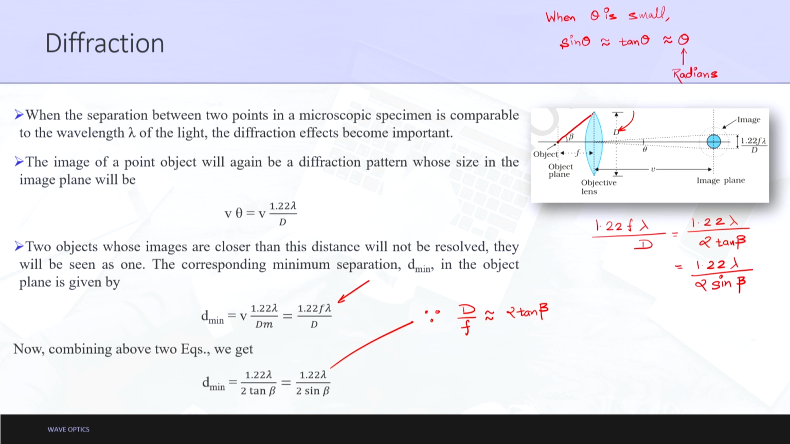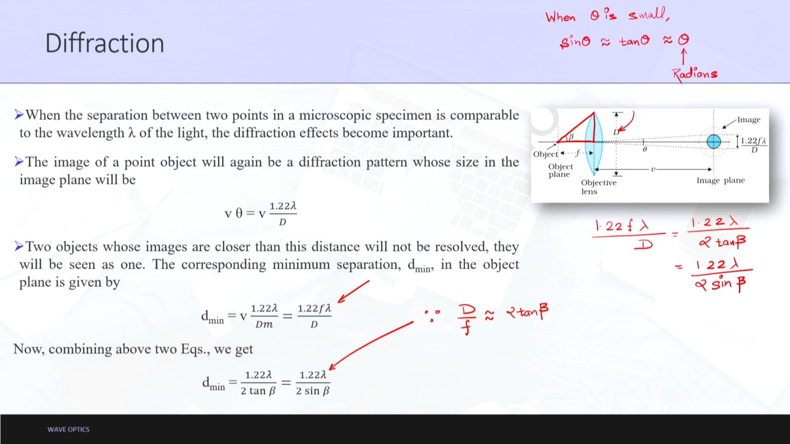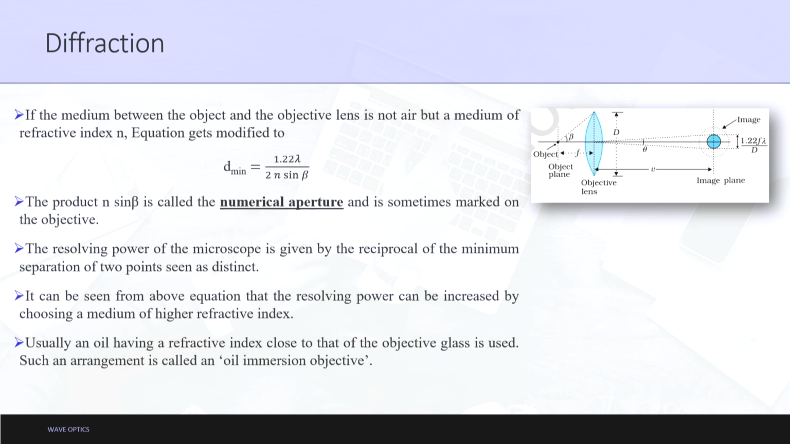Let me denote the triangle here. This is the triangle on which tan beta was applied. So this was explained in the previous lecture. After this we understood a concept called numerical aperture. So what is numerical aperture?